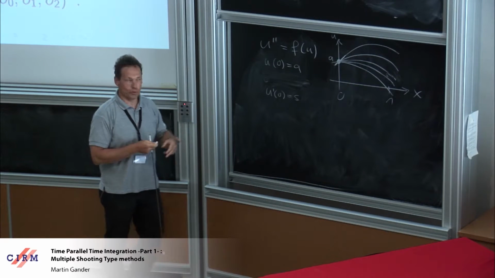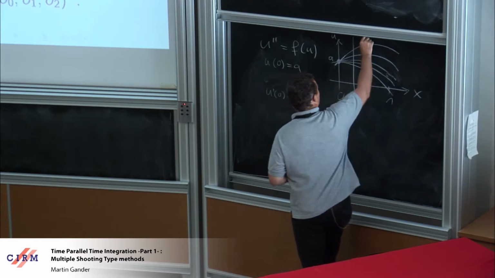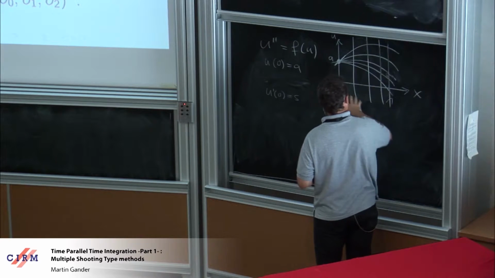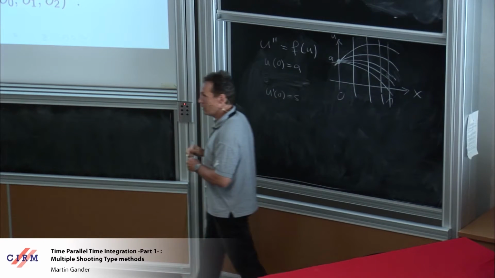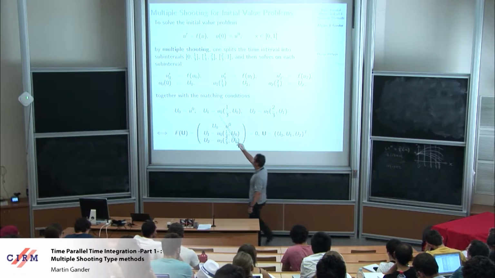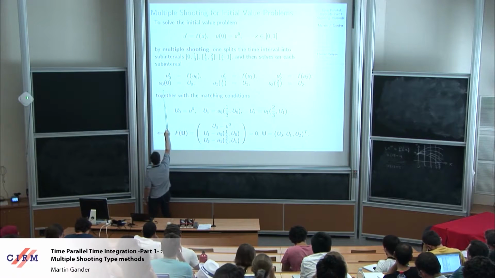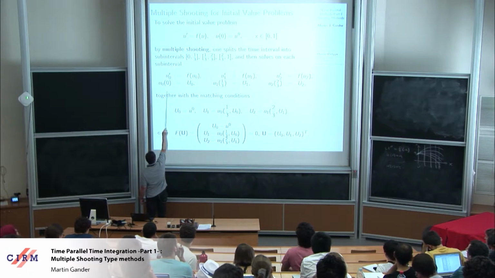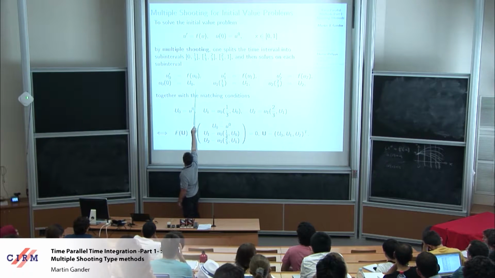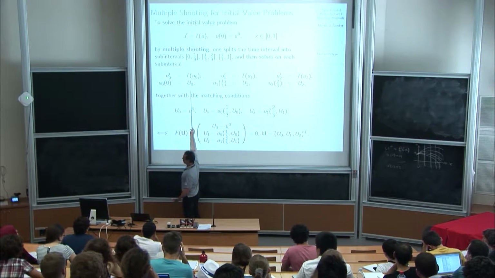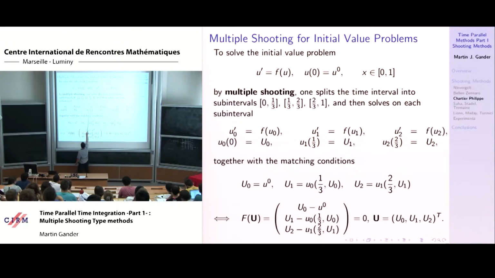You can shoot if you try to do multiple shooting. So you introduce time subintervals. In my example, I introduced 3. I want to solve this problem on the first interval with a given initial condition, which I here call capital U0. I assume I don't know what it is. I want to solve it on the second interval with an initial condition I call U1, which I don't know what it is. And I also want to solve it on the last interval with an initial condition that I don't know what it is. So these are the shooting parameters.